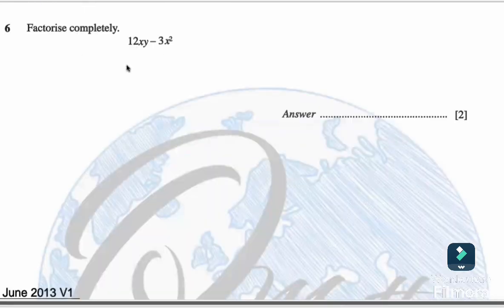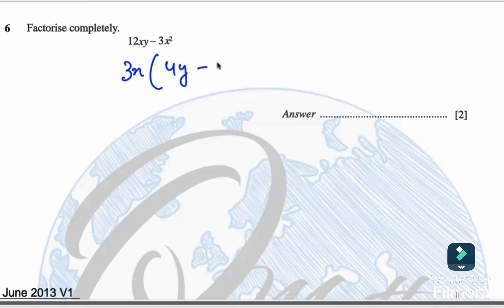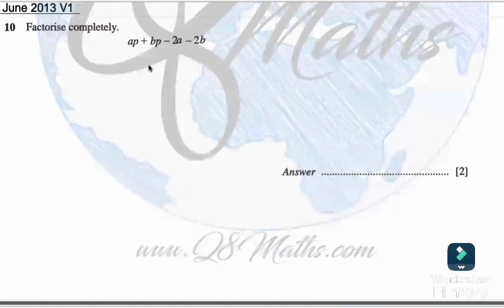So out of 12 and 3, 3 is common and x is common. So 3, how much are 12? 3 fours are 12, minus 3 ones are 3. So x is already out. So x. Okay.